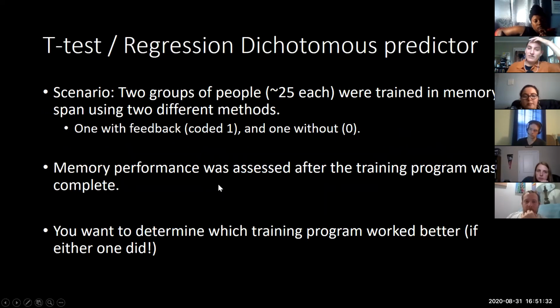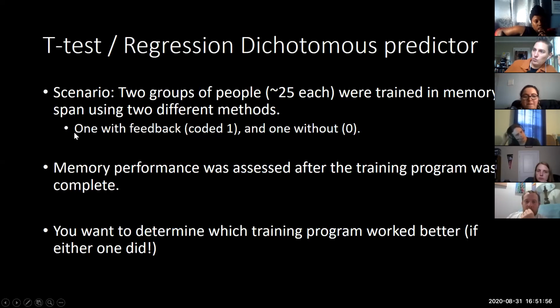So I have a little example that I'm going to walk you through in a t-test way, and then we'll show you in a regression way. I have 2 groups of people, and I trained them in a memory span task. I sat them down and I said, how many of these numbers can you remember? 3, 2, 7, 8, 2, 4, 1. And people have to go, 3278241. And then we write down how many numbers they remember.